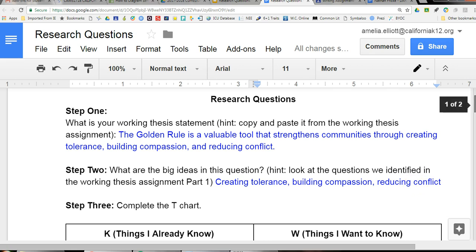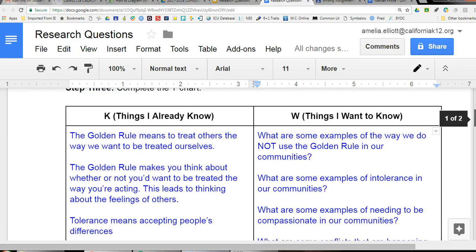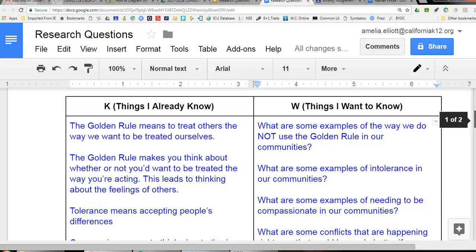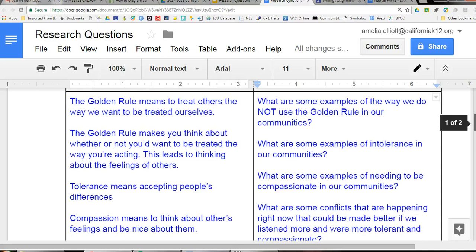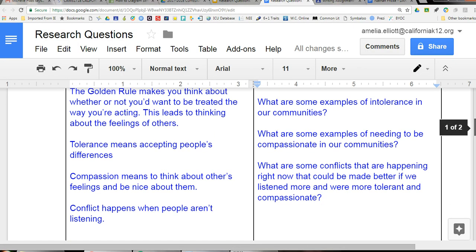This means you need to now fill out your K side. Your K side is what you fill out with things that you already know. The Golden Rule means to treat others the way we want to be treated ourselves. We know the Golden Rule makes you think about whether or not you'd want to be treated the way you're acting, and that this means we'll think about how others are feeling. We know that tolerance means accepting people's differences, and that compassion means to think about others' feelings and be nice to them. We also know that conflict happens when people aren't listening to each other and doing the things we've already talked about.